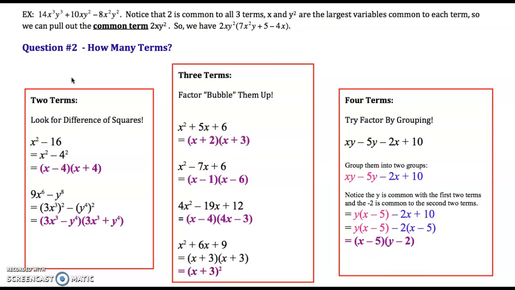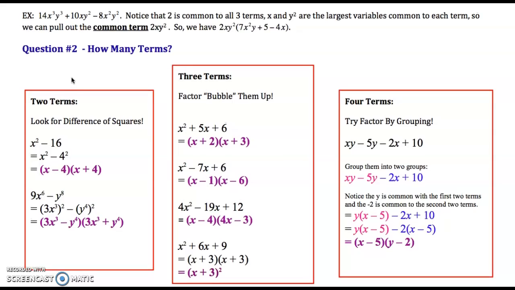So after you pulled out common terms, the next thing you want to look at is, well, how many terms am I left with? If you're ending up with 2 terms here, you want to consider looking for a difference of squares. Is my first term a square? Is my last term a square? Is there a subtraction in the middle? This would be called a difference of squares.